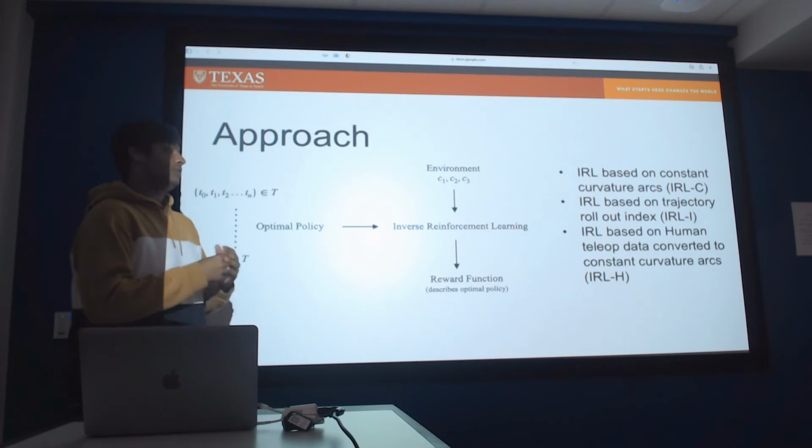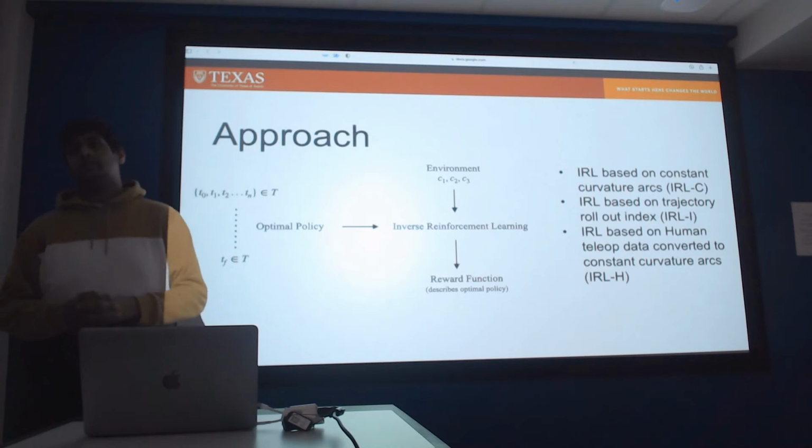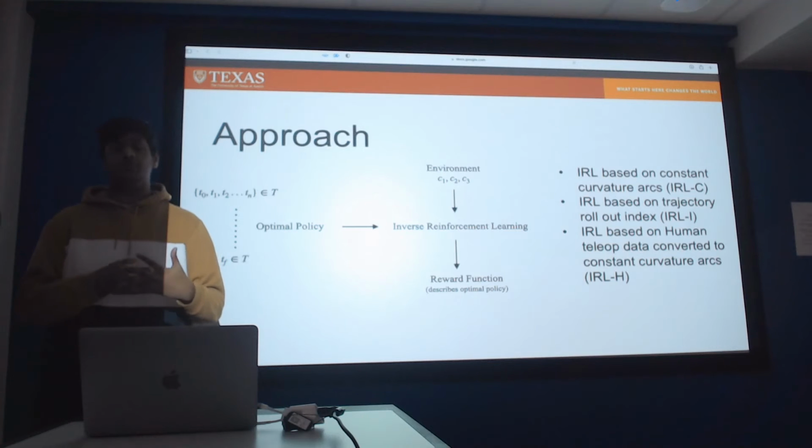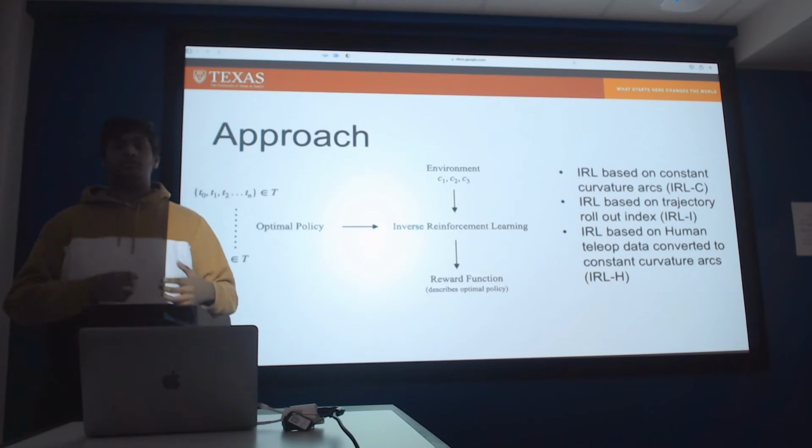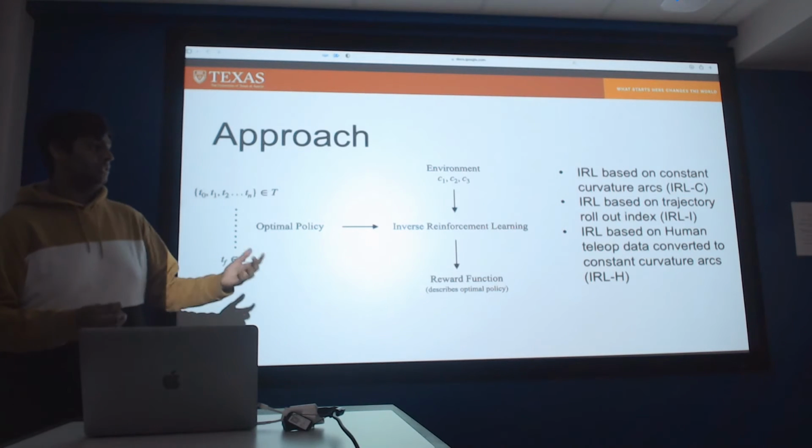The first was based on constant curvature arcs, and here we looked to train an inverse reinforcement learning model that can directly match the hand-tuned parameters that were given to us, just to determine the efficacy of implementing this sort of system given the same bandwidth and space as the hand-tuned model.